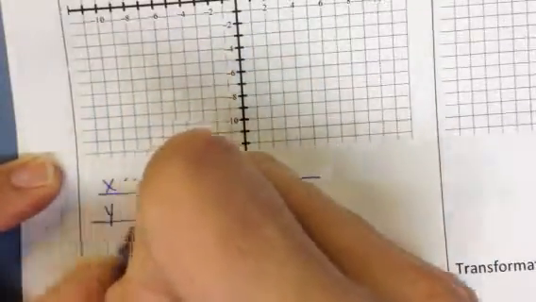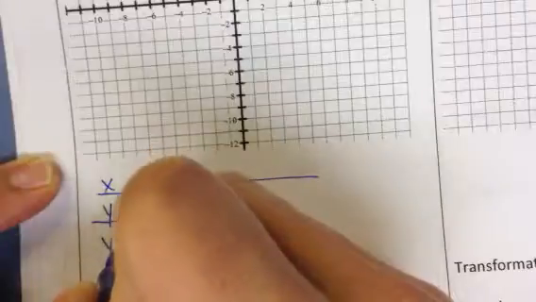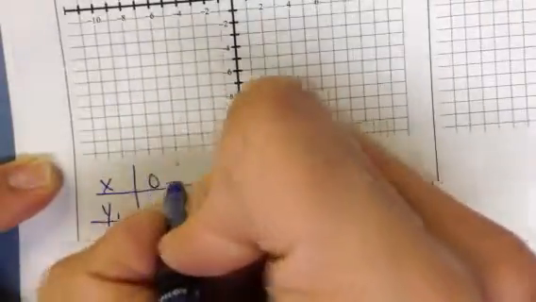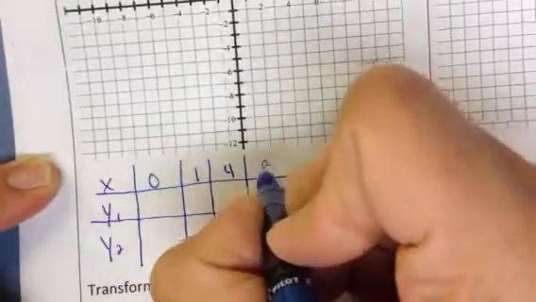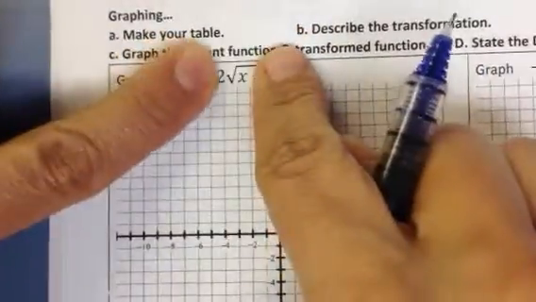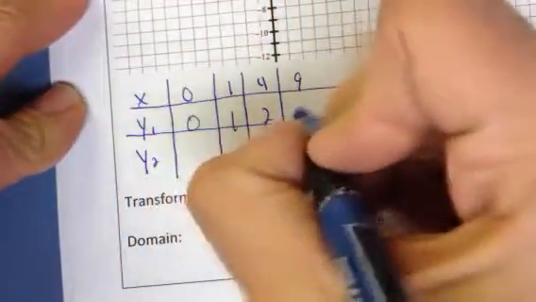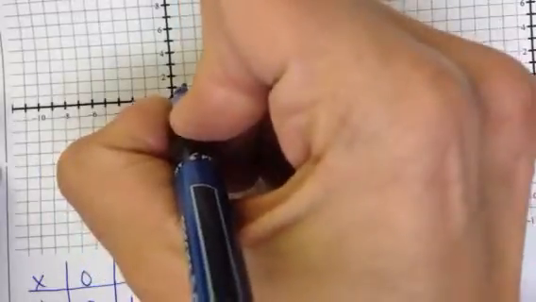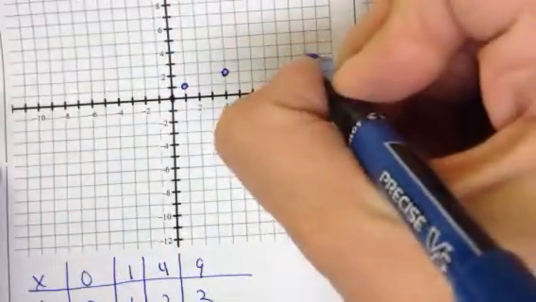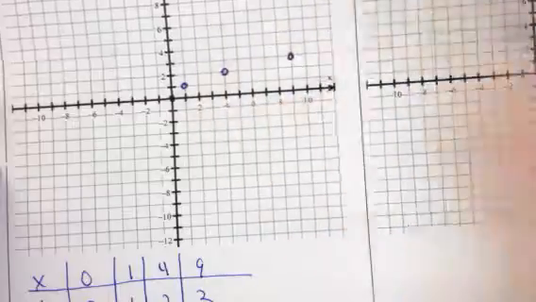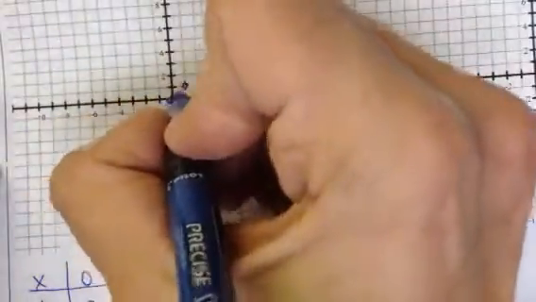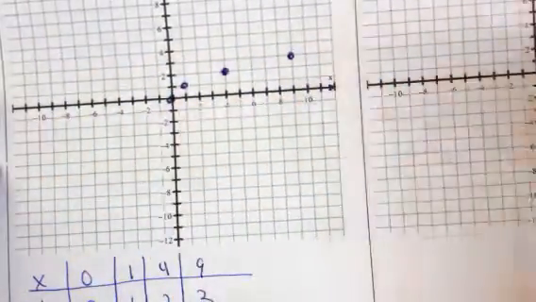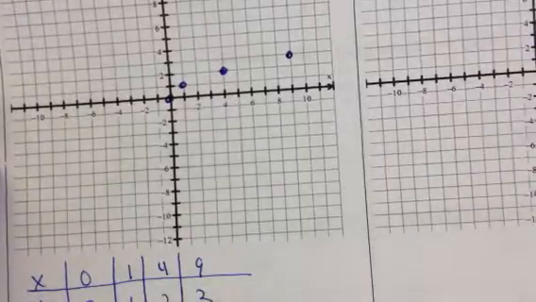In square roots, we chose the numbers 0, 1, 4, and 9 because I can take the square root of them very easily. So the square root of those numbers are 0, 1, 2, and 3. Okay, so here they are graphed. And I'm not going to connect them. I'm just going to leave them be. Okay? But now I'm going to start dealing with the transformation.